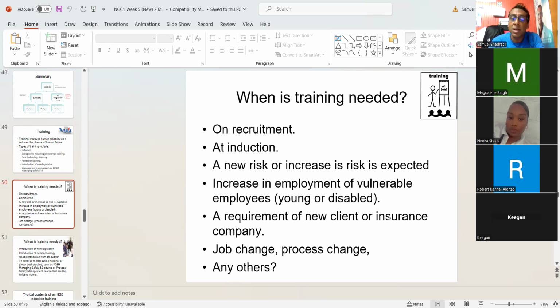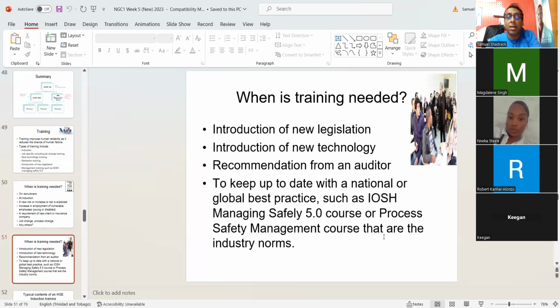A requirement of a new client, or an insurance company has said that you need to retrain. Maybe there's a job change or process change, right? Anyway, all of this, right? So when is training needed? New technology, to keep up to date with best practices, IOSH and process safety and stuff, right?